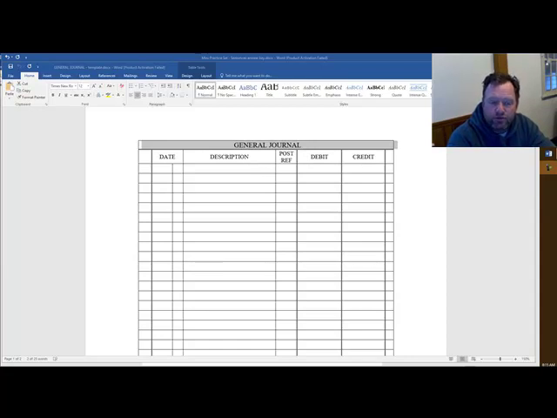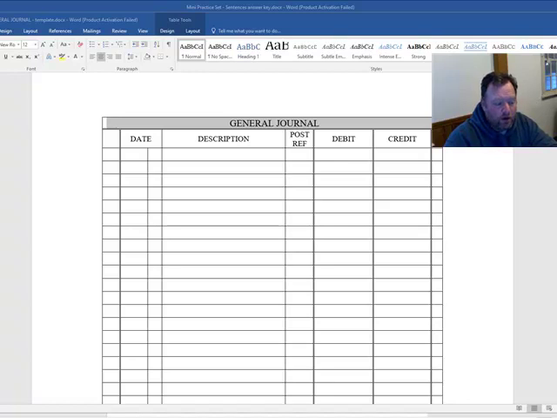This should look familiar to you, but this also goes back quite some time. We haven't done this in a little while, so we're going to go through this, and I think it's going to come back to you really quickly. We're going to post to this journal based on the transactions, or the sentences, we wrote for this mini practice set number 2.